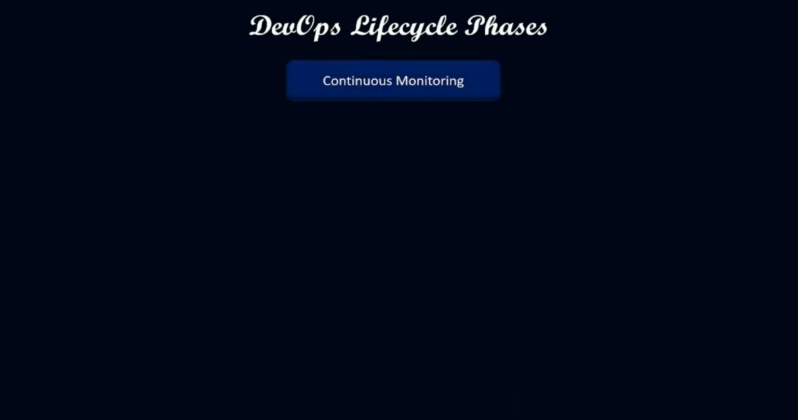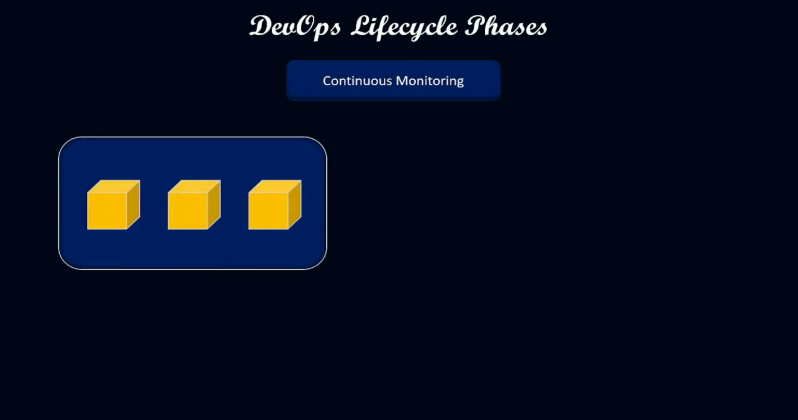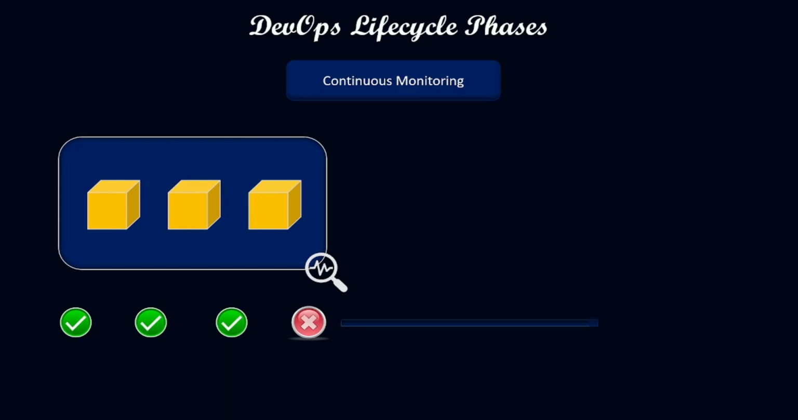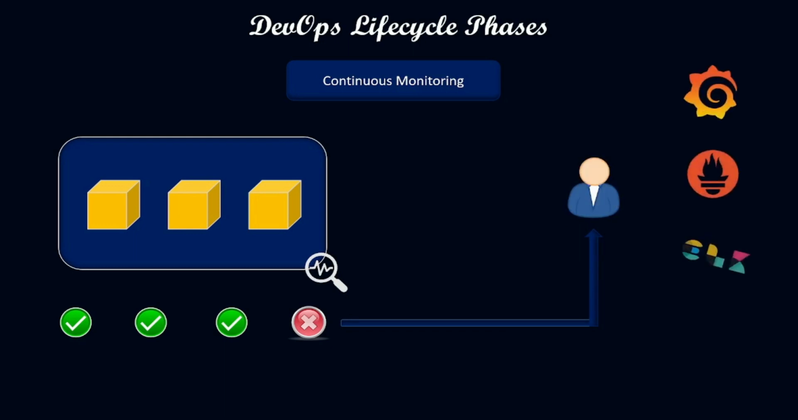After the continuous deployment phase, we move on to continuous monitoring. Continuous monitoring involves monitoring and maintaining the deployed software, checking its performance and the health of the servers it is deployed on. Tools like Grafana, Prometheus, ELK Stack, etc. are used for monitoring. If any issues are identified at the software or server level, the developers fix them promptly. That's the essence of continuous monitoring.